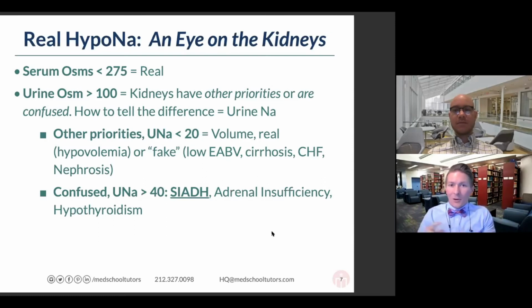We don't actually care about the urine osmolarity except in relation to the plasma osmolarity. We want to know, is it doing what it's supposed to in order to help the plasma? But the urine osmolarity itself is relatively useless.